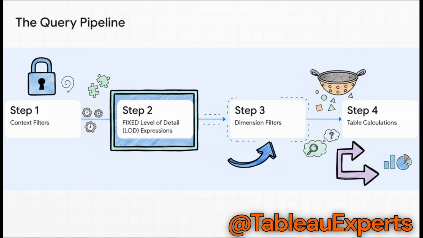Now, the full pipeline is actually pretty long, but for the problems we're solving today, we really only need to focus on these 4 steps and just look at where everything sits. Context filters run super early. Then come fixed level of detail expressions. And way down the line, we have dimension filters. And yes, this includes your standard filters and your top-N filters. And then dead last, after all of that, come table calculations like percent of total. This order is the key to everything.